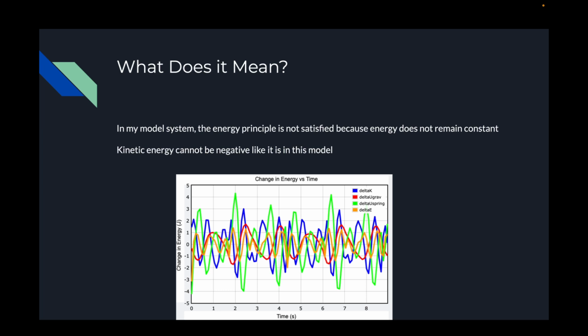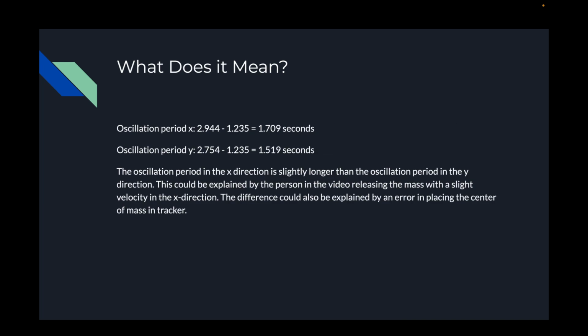My model does not satisfy the energy principle because energy does not remain constant. Frame by frame total energy is changing, and obviously kinetic energy can't be negative, like I said earlier. And the second part of the what does it mean?